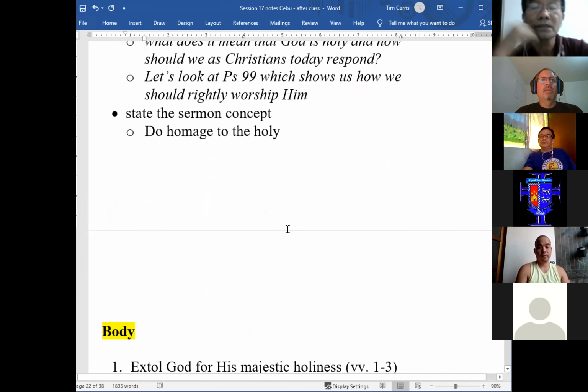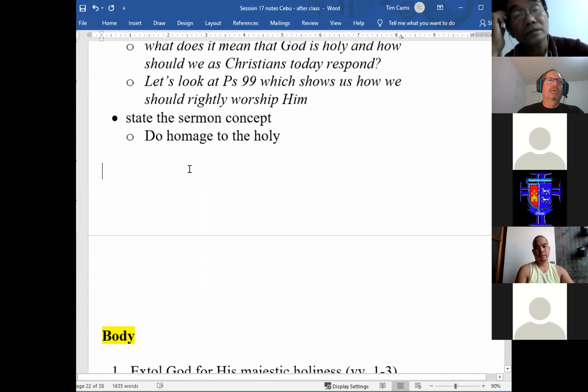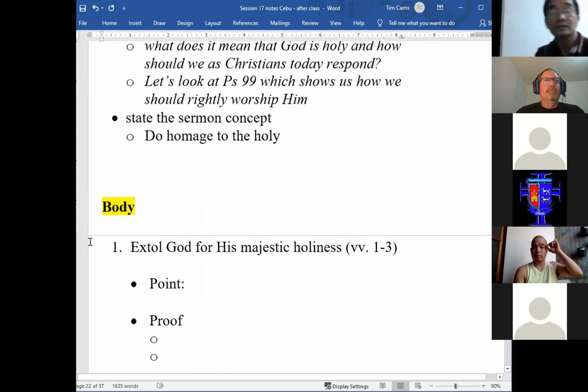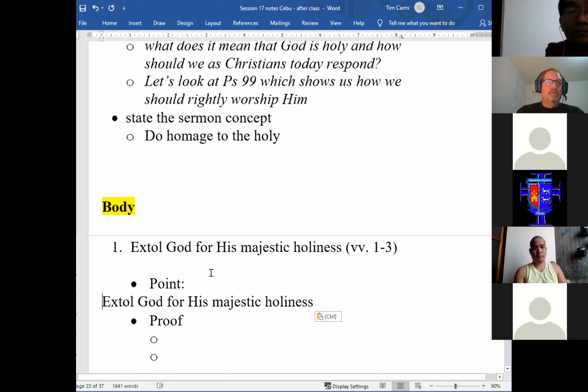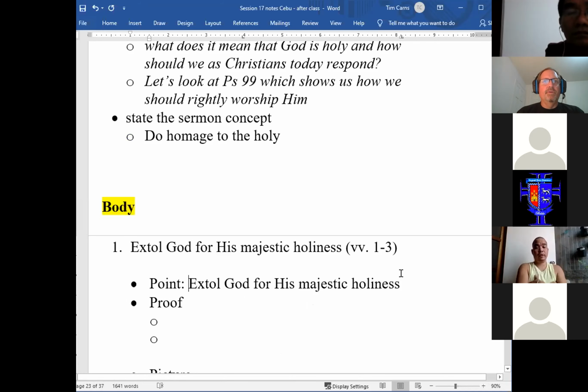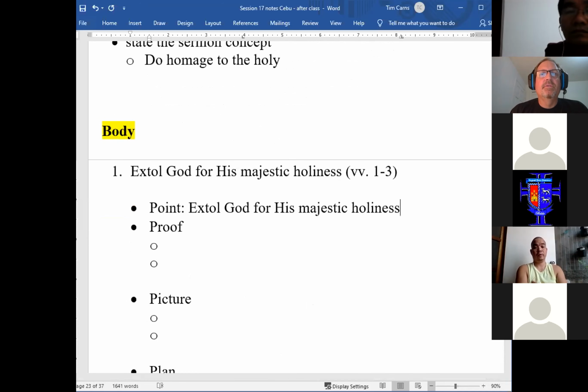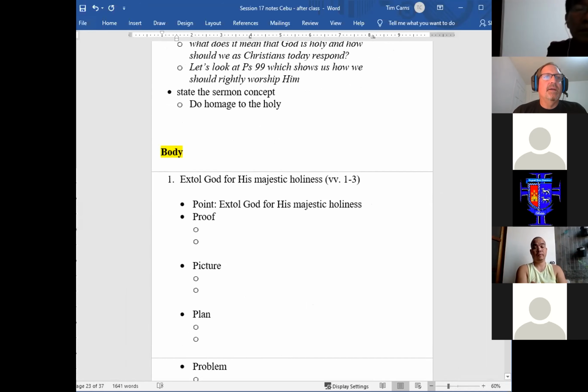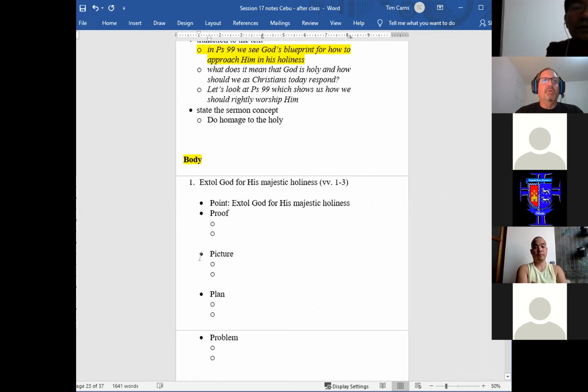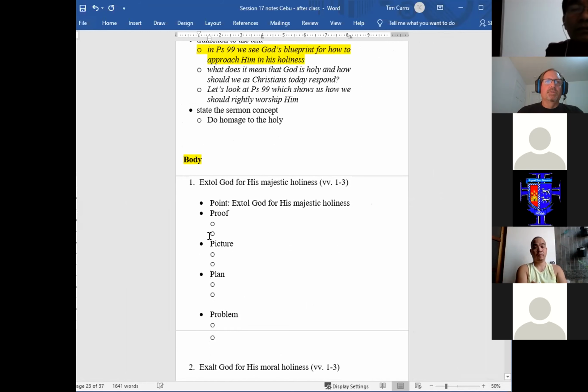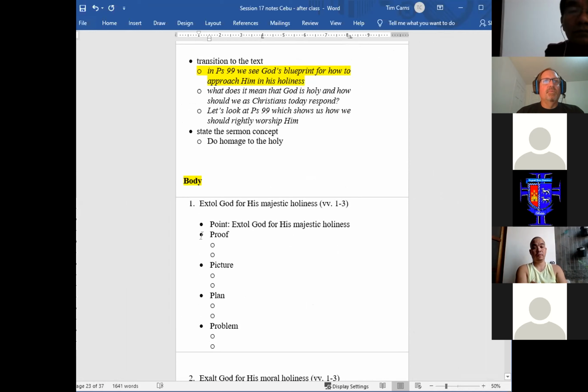Okay, well, let's now go to the body of the sermon. We've had practice with the introduction. Let's look at the body. And again, the first point is this: extol God for his majestic holiness. Now what we want to do is come up with our P's. We want to come up with some ideas for point, proof, picture, plan, and problem from this first point. Okay? And we're going to take the same approach. We're just going to look at each of these, the proof, the picture, the plan, and the problem, and come up with a few ideas for each part.